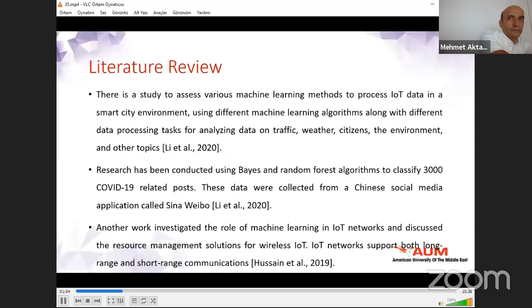Another research was conducted using Bayes and random forest algorithms to classify 3,000 COVID-19 related posts. They used a Chinese social media application called Sina Weibo to collect the data. Another research investigated the role of machine learning in IoT networks, discussing resource management and recommending some solutions for wireless IoT. Here it says the IoT network supports both long range and short range communications with sufficient proof.